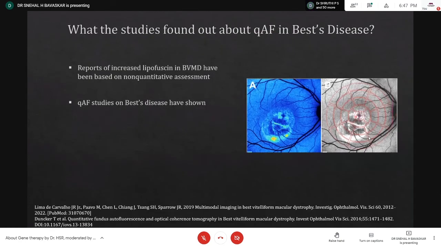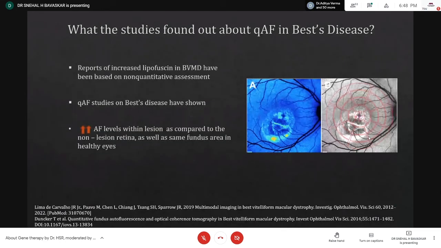The reports of increased lipofuscin have always been based on non-quantitative assessment. Quantitative autofluorescence studies on Best disease have shown that the autofluorescence level within the lesion, as compared to the non-lesion retina as well as the same fundus area in healthy eyes, was increased, and the mean non-lesion quantitative autofluorescence was within normal limits for age.